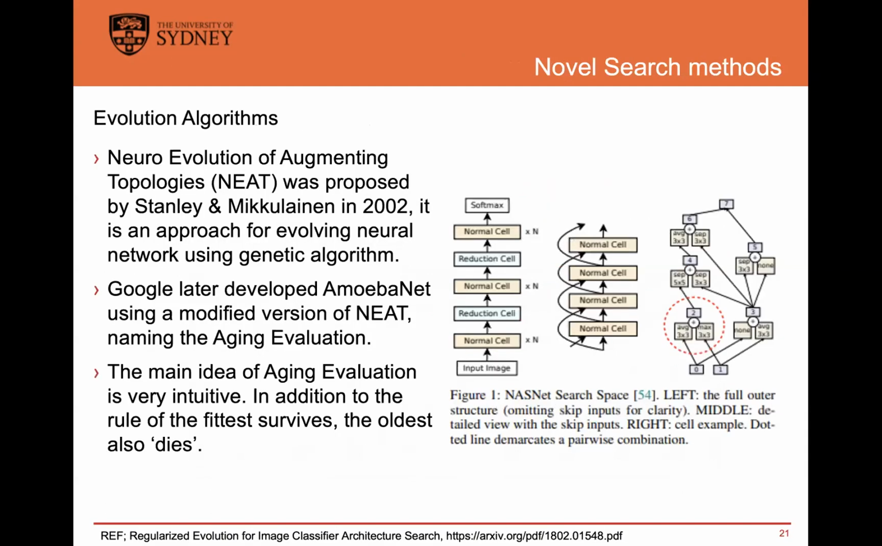But with the presentation, they are more focused on what they recently published, which is the evolution algorithm to search for methods. With evolution, they use what they call NEAT. That was developed quite a long time ago, in 2002, as an approach for evolving neural networks using genetic algorithms. Google later developed some other neural networks using NEAT. But their algorithm, they named it the aging algorithm. The aging algorithm is fairly intuitive. The fittest survives, and the oldest die.